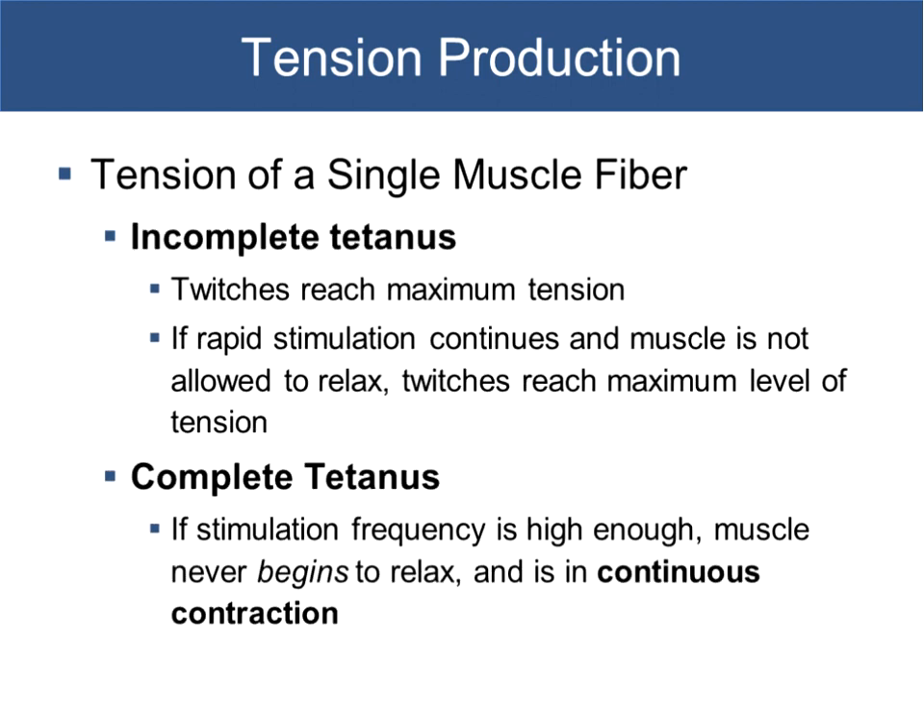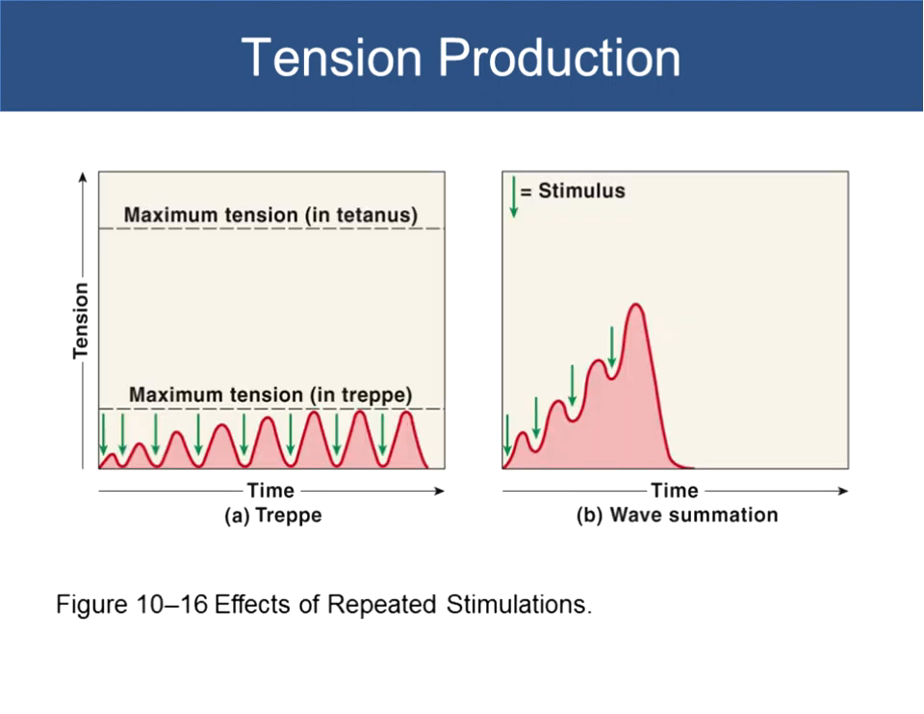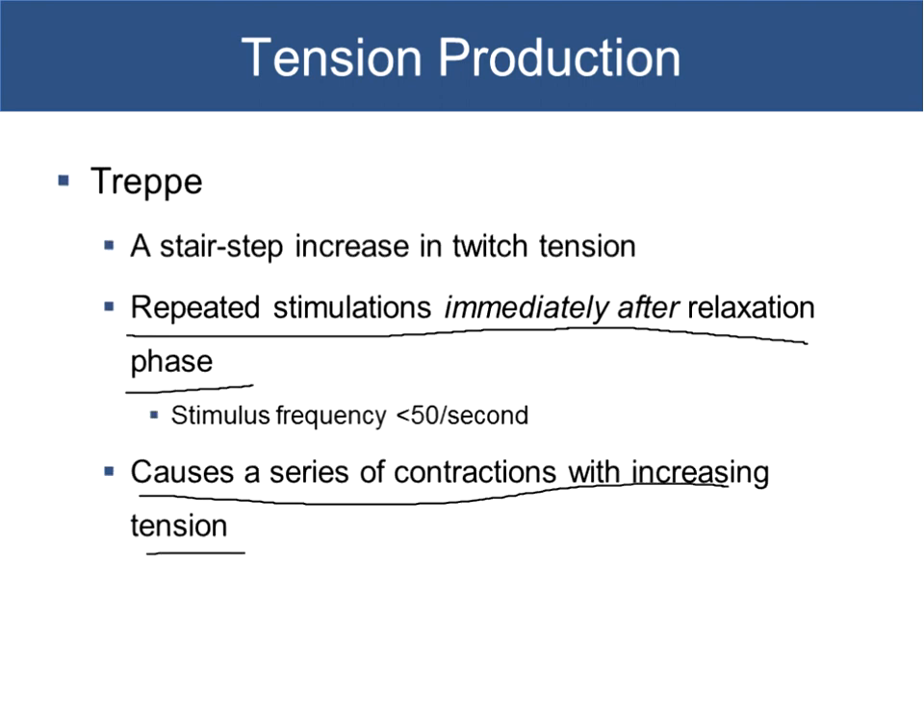So if we were to look at this on a graph, what we notice, and I'm going to come back to that in a second, would be something that looks like this: the green arrows represent the stimulation, and we are allowed to rest, and then another stimulation comes immediately following relaxation. That's the key word. The stimulus has to come following relaxation. And then we have an increase in tension. So the stair-step increase is what we call treppe.